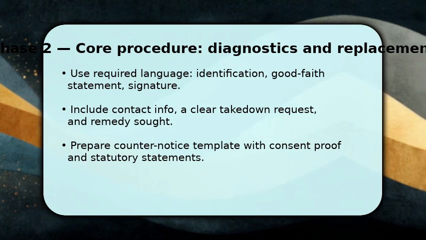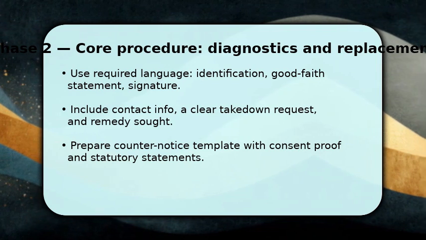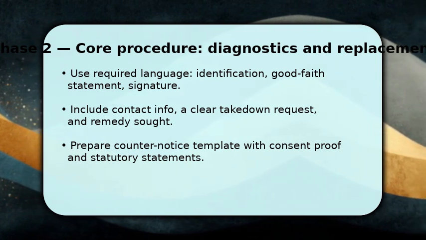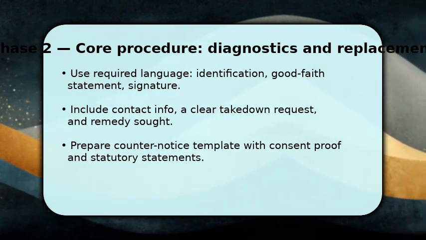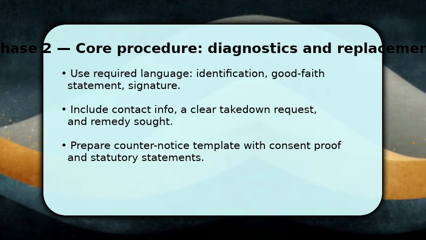Be specific. If you plan a counter notice, include proof of authorization or fair use rationale, a statement under penalty of perjury, and contact details. Make sure to keep copies and date-stamped records for future disputes.